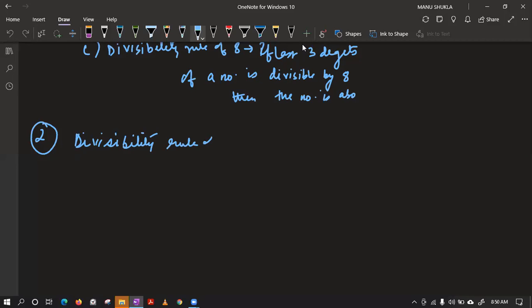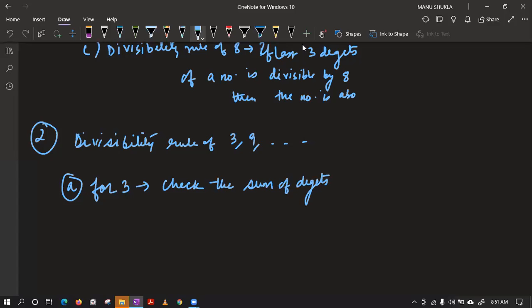Rule of 3, 9, then we have 27 and so on. We can go on like this. For 3, we see what? Class, please tell me. The sum of digits should be divisible by 3. Then we have to check whether it is coming in the table of 3 or not. Check the sum of digits. If the number is coming in the 3 table, then it is divisible.